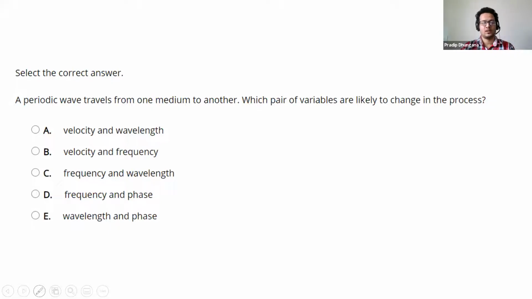I'll answer this question, okay? Make sure to write a note about this question, okay? A periodic wave travels from one medium to another. So it means the medium changes here. Which pair of variables are likely to change in the process? Okay. The correct choice for this problem is A, velocity and wavelength. If the medium remains the same, the velocity will always be the same. Velocity will not change. But in this case, the wave is traveling from one medium to another medium. So in that case, velocity and wavelength will change. Now let's go to the next question.